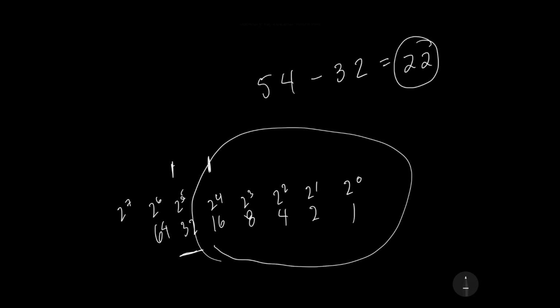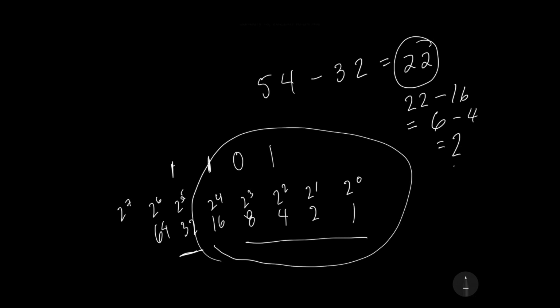And because we put this 1 right here, we're going to do 22 minus 16, which is going to be equal to 6. So now we're going to look at these numbers right here. 8 is too big for 6, but 4 fits in. So we're going to put a 0 right here, and then move in this direction and put a 1. So now we're going to do 6 minus 4 equals 2.